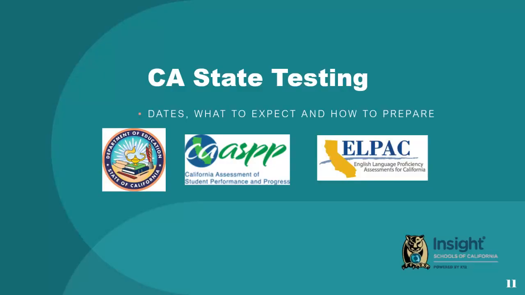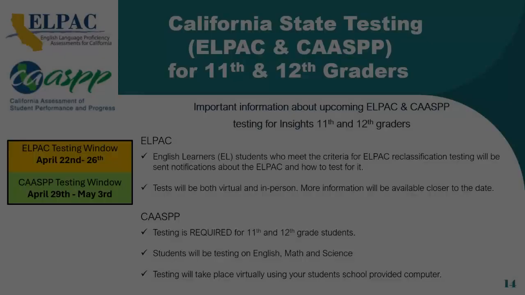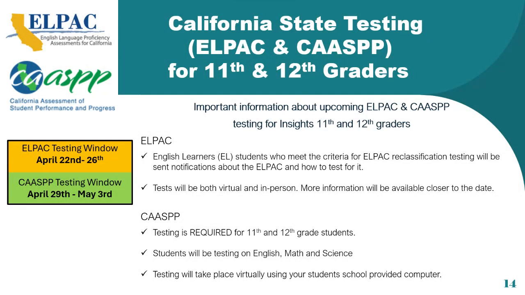Now we will cover the California state testing, dates, what to expect, and how to prepare. We have 2 upcoming California state testings that are happening in the month of April. The LPAC, April 22nd through the 26th. This is for English learners who meet the criteria for LPAC reclassification. Students will be sent notifications about the LPAC and how to test for it. Tests will be both virtual and in person, but more information will be available closer to the date.